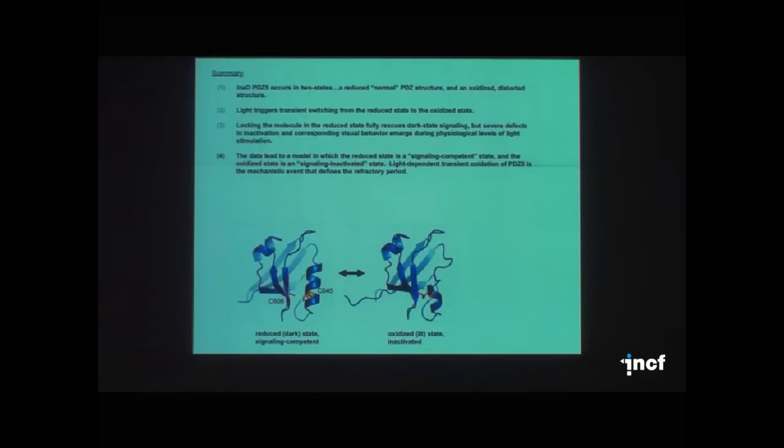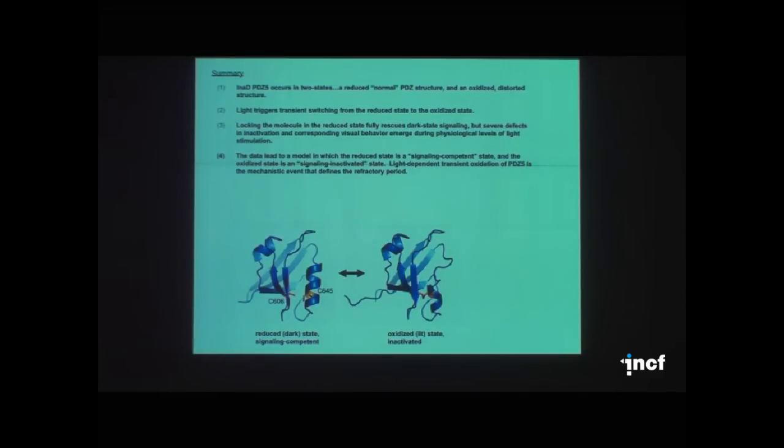So to summarize this little story, the scaffolding proteins were thought to be passive components of signaling, just there to put things together in space and localize. In fact, what this shows you is that INAD PDZ5 occurs in two states, one normal and one distorted, and that light actually triggers a transient switching of the scaffold into an oxidized configuration, which then returns upon dark adaptation, and that mutants in which we locked it in this configuration have severe defects in both inactivation and visual behavior.